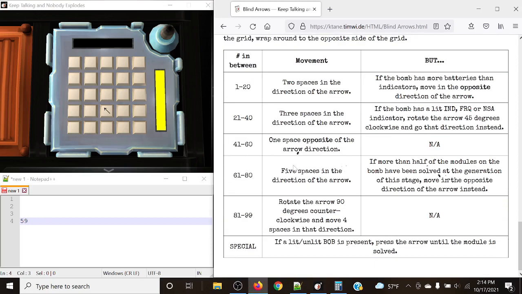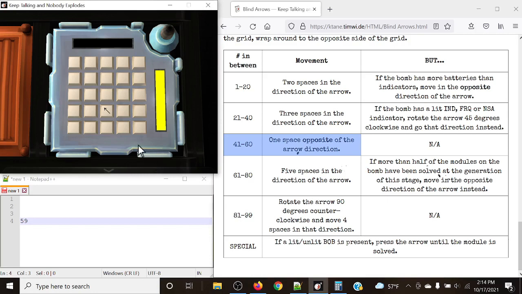So in this case, that is going to be between 41 and 60. And we're simply going to move 1 space opposite the direction of the arrow. So in this case, instead of moving northwest, we're going to move southeast. That is the right answer. And just like that, it's good.